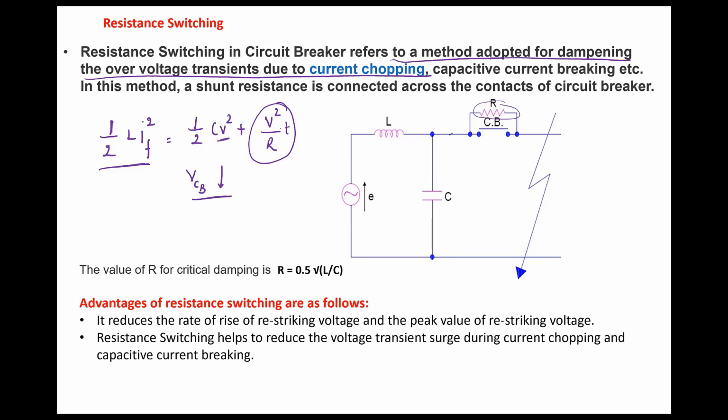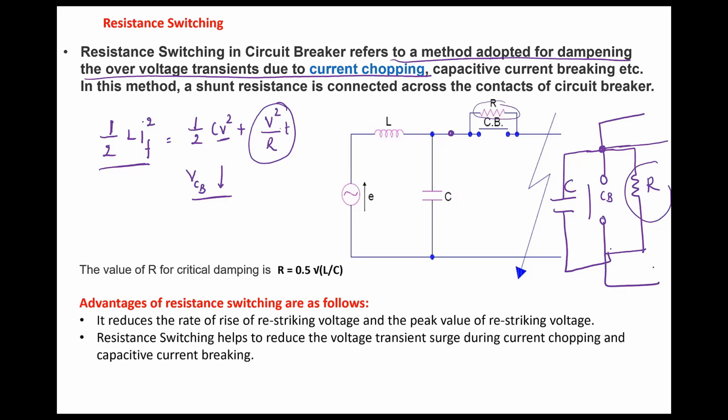You can observe here three elements are in parallel. Your circuit breaker fixed and moving contact, your resistor, and your capacitor, all three are in parallel: capacitor, resistor, circuit breaker poles. So whatever the transient voltage that is appearing between this point and this point, the energy is wasted in the resistor. So the transient voltage that appears across the circuit breaker poles is reduced. That is the philosophy.